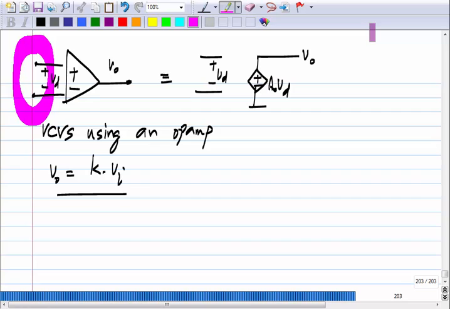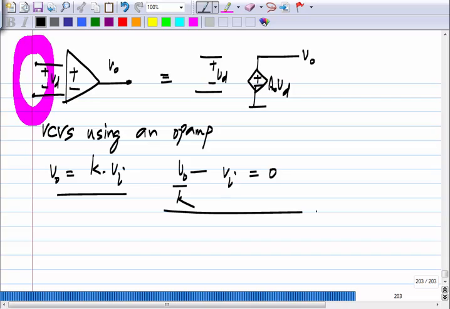V naught by k minus Vi. First of all, error is something that has to go to 0. So, this is fine, but of course, you do not have k Vi to begin with. So, you have to use something like V naught by k minus Vi, or Vi minus V naught by k.